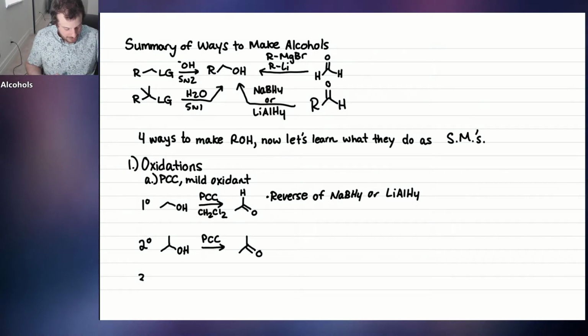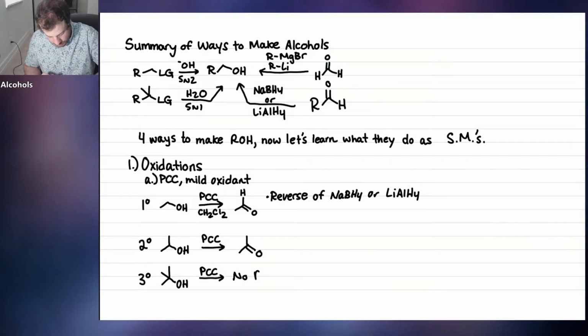And for tertiary alcohols, it actually does nothing. So if you try and take a tertiary alcohol and treat it with PCC, there's no reaction. And that's because it tries to make a CO double bond, but can't because there's already 4 bonds to carbon. So making the CO double bond would be like adding a 5th bond to carbon, which, of course, is not allowed.